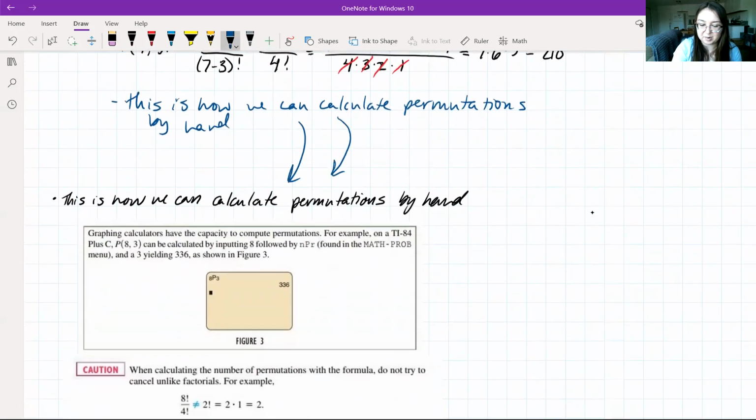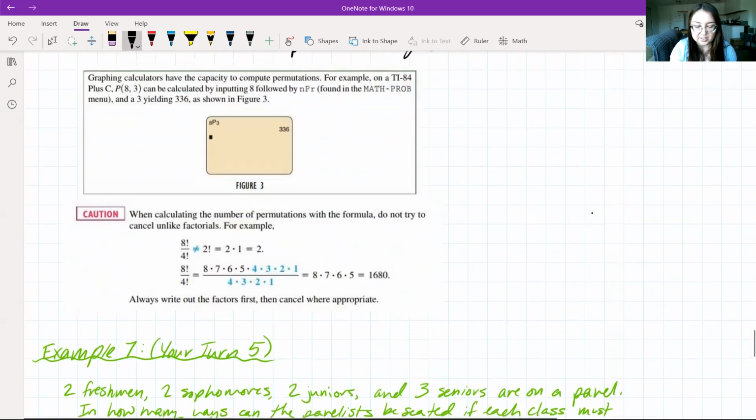And I wrote that twice. All right. So now here for figure 3, or our little blurb here, we have that graphing calculators have the capacity to compute permutations. So if you have a graphing calculator, you can definitely compute permutations.